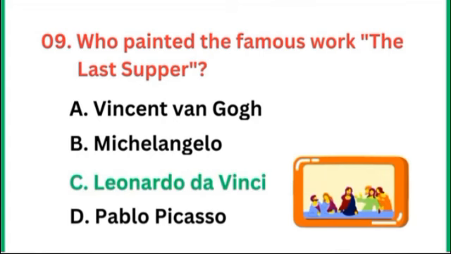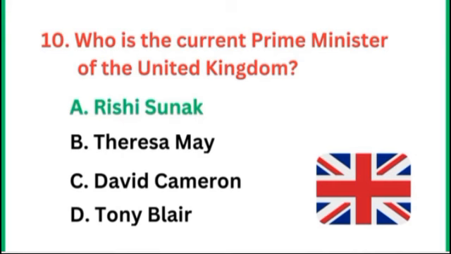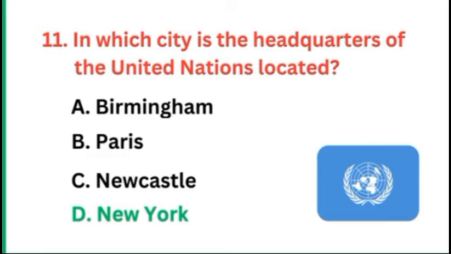Question number 9, who painted the famous work The Last Supper? Right option is C, Leonardo da Vinci. Question number 10, who is the current Prime Minister of the United Kingdom? Right option is A, Rishi Sunak. Question number 11, in which city is the headquarters of the United Nations located? Right option is D, New York.